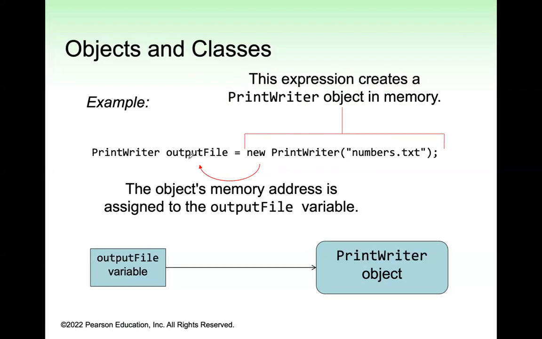And this is how we create a PrintWriter object too. So again, PrintWriter starts with a capital letter, which means it's the name of the class. And this object, outputFile, is going to open a file called numbers.txt, and then it's going to write some sort of data to that file.